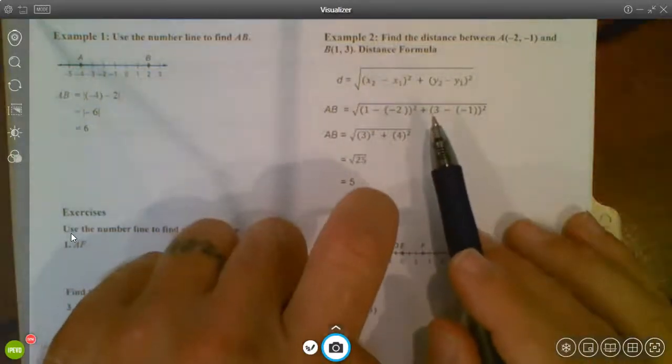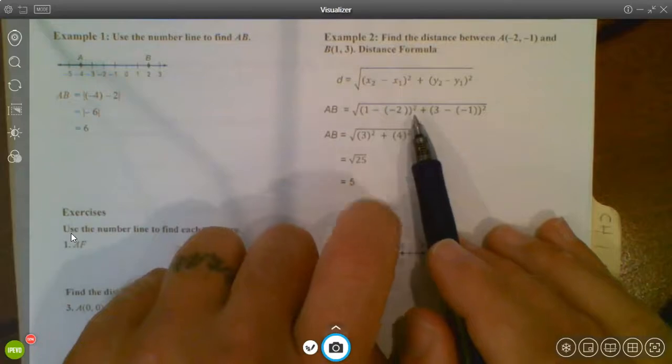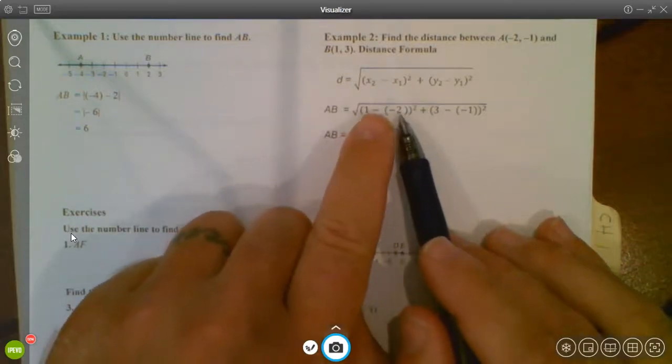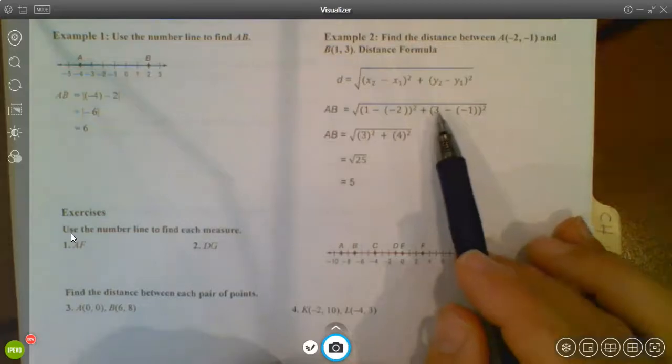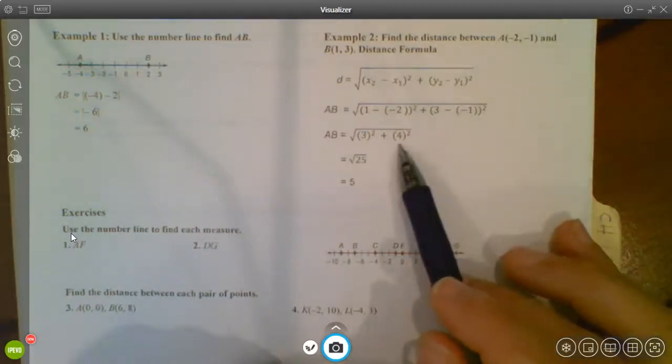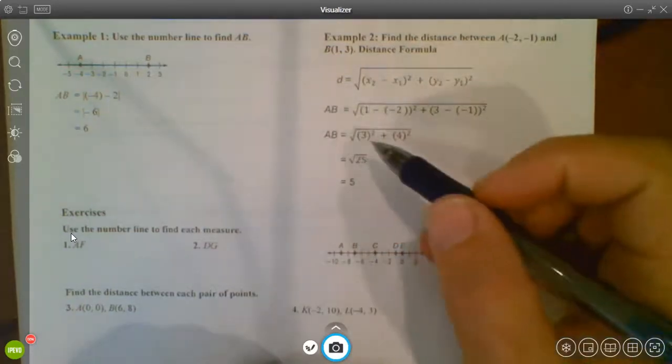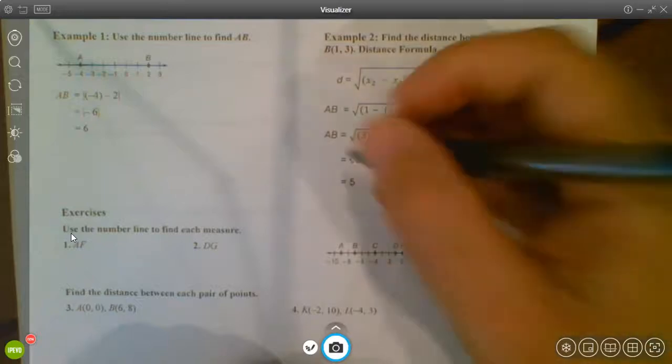And then we're just going to do a little cleanup. So remember your order of operations. Parentheses first. So we did 1 minus -2 first, and that gave us our 3. 3 minus -1 would be 4. Next you would do exponents. So 3 squared would be 9.